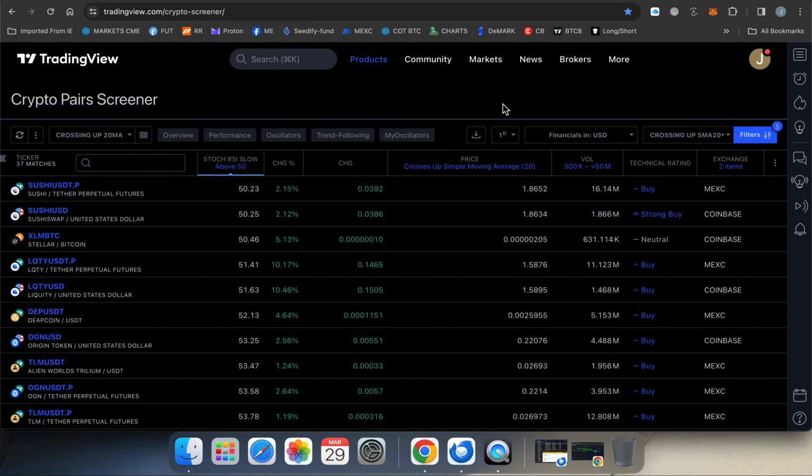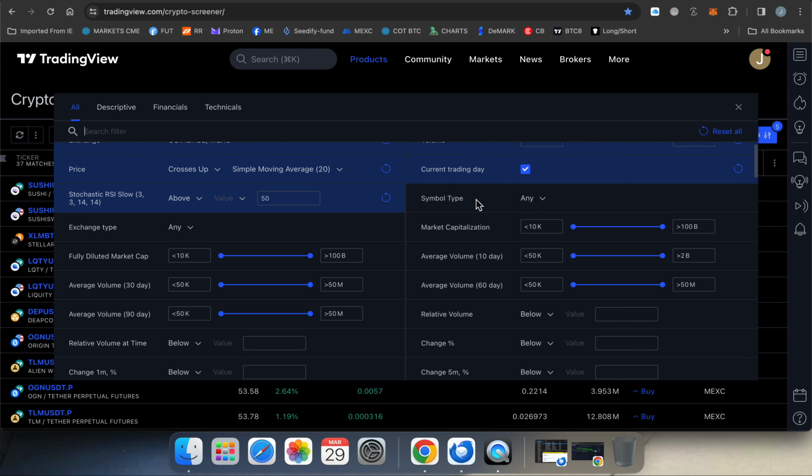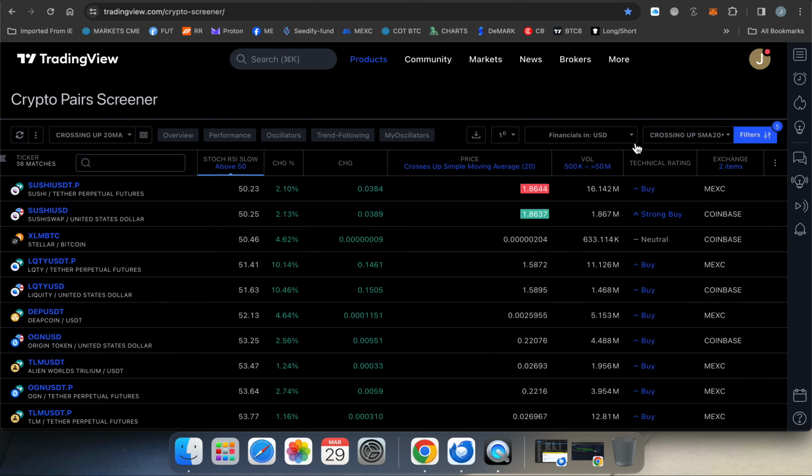Now I've also got toggled, let's see. Where did I do that? There's a type somewhere. You put the type, symbol. Here we go. Symbol type. So you can toggle any, or you can get futures, spot, or perpetual. I just toggled any right here on the symbol type. And then that way, you can also trade perpetuals.